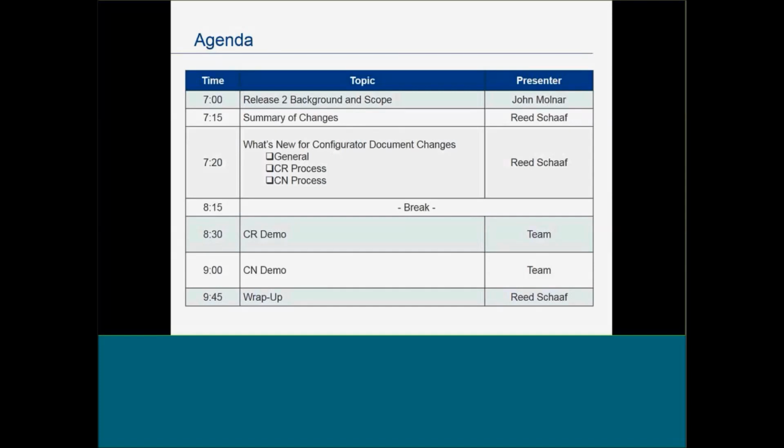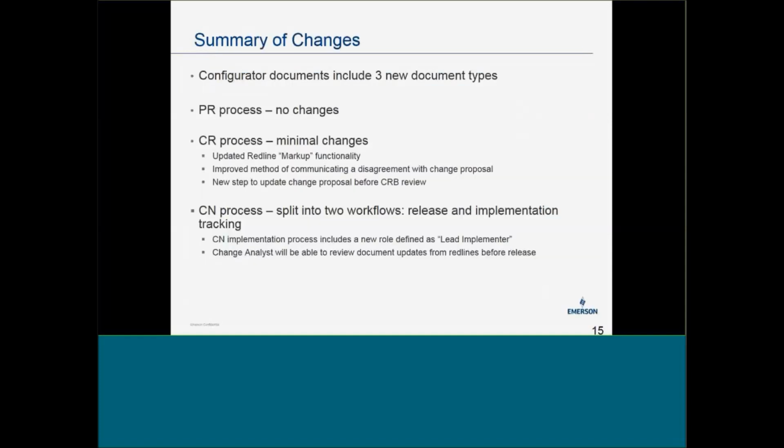Thanks, John. So we'll move into a summary of changes from a high level of the EC process for PCS documents. So our configurator documents include 3 new document types. Our PR process has no significant changes. The CR process has minimal changes, the most significant being an updated red line markup functionality, and 2 other changes to improve the method of communicating a disagreement with the change proposal, and then a new step to update the change proposal for the CRB review.